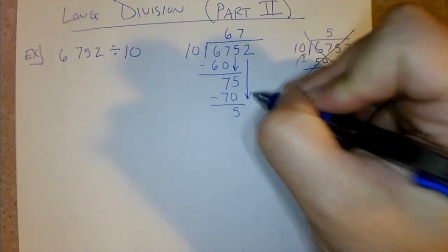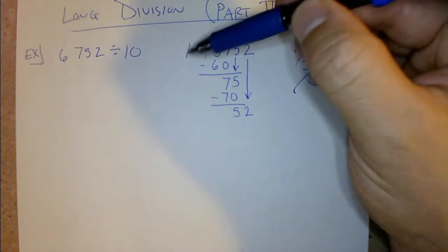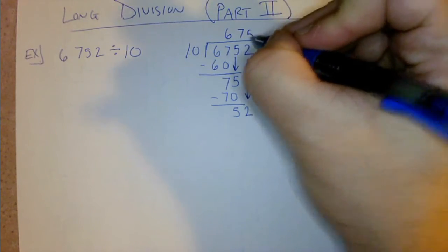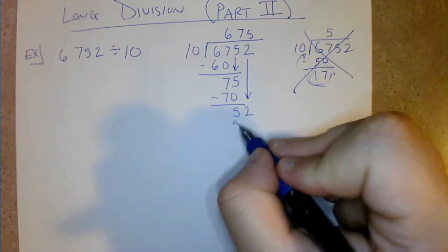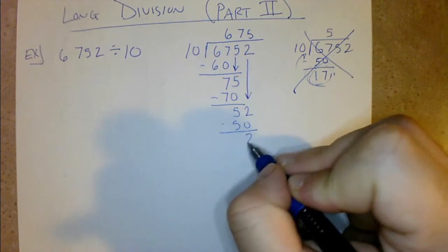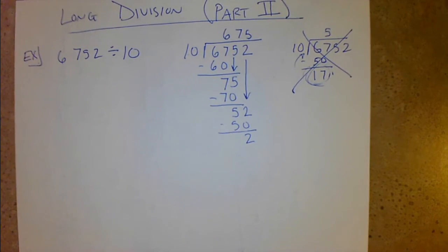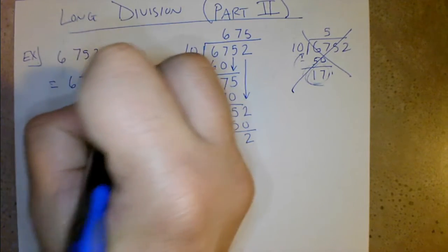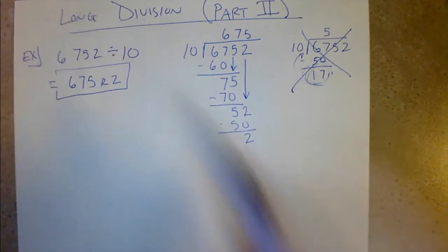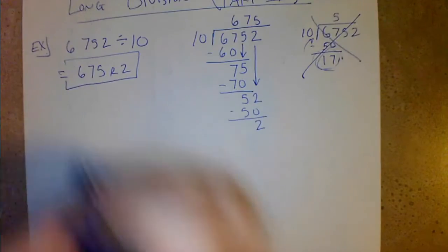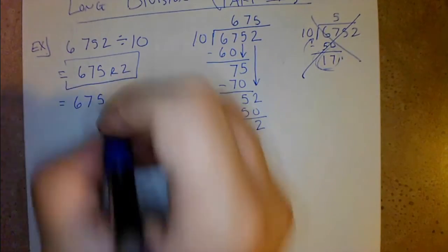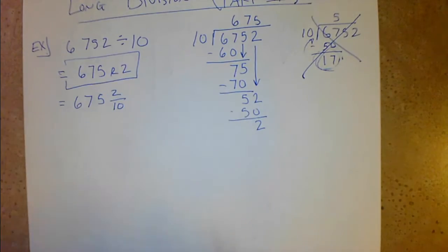I bring this 2 down. How many times does 10 go into 52? 10 goes into 52 5 times. 5 times 10 is 50. Subtract, and I get 2. So we could write our answer as 675 remainder 2 if we wanted to. We could write our answer as a fraction, as a mixed fraction, 675 and 2 over 10.